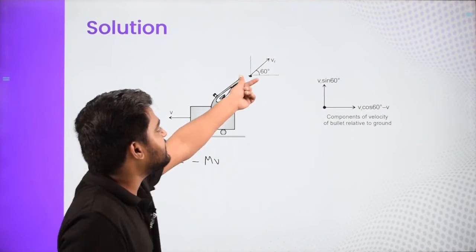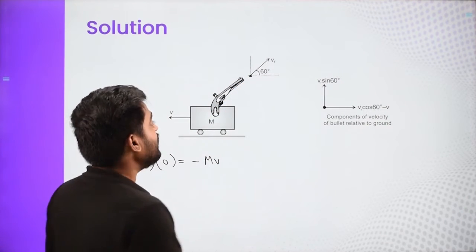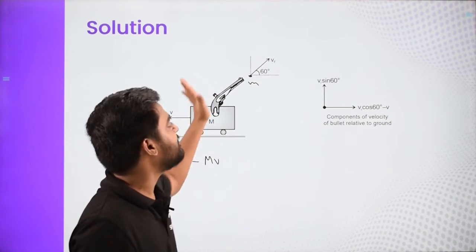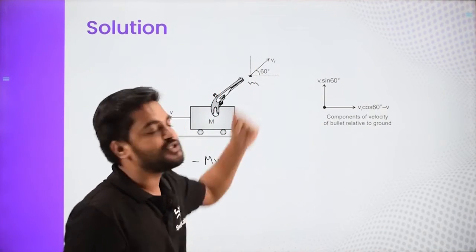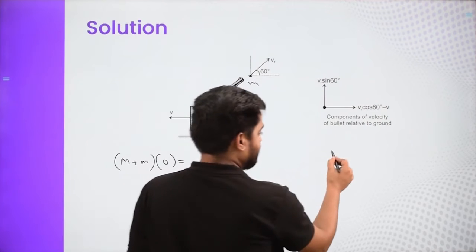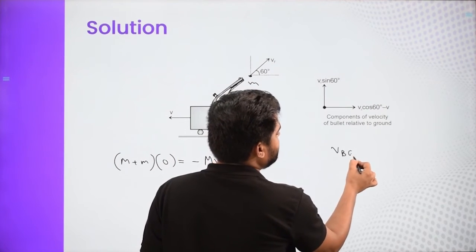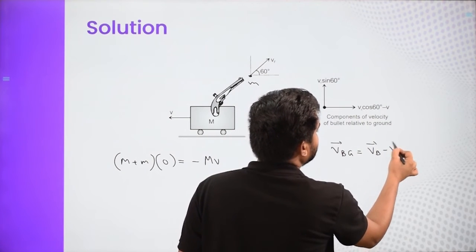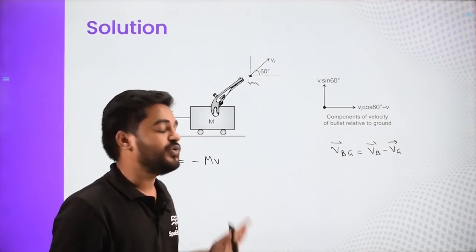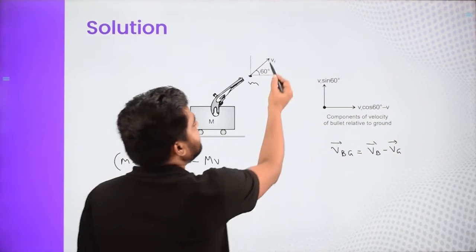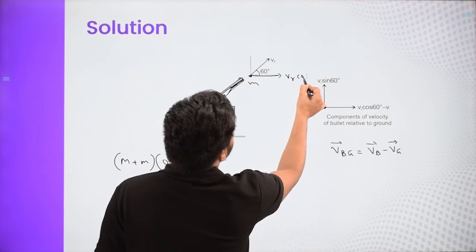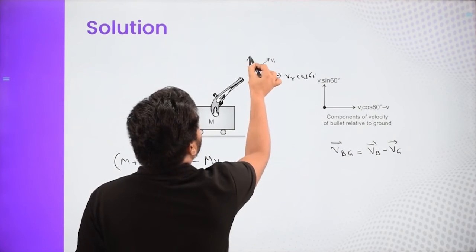What is the velocity of the bullet? We don't know the actual velocity of the bullet, but the velocity of the bullet with respect to the gun or barrel is basically VR. It is not the actual velocity. So I'll say the velocity of the bullet with respect to the gun, how do we define it? Velocity of the bullet minus velocity of the gun, and I am just talking about the horizontal direction. You can make the components: this is VR cos 60 and this will be VR sin 60.